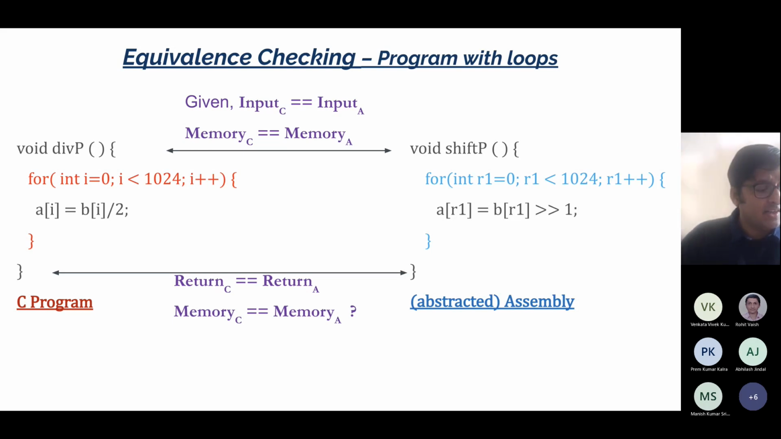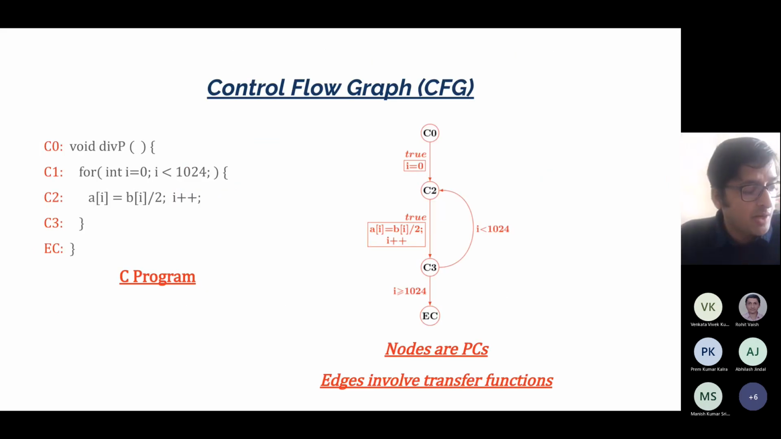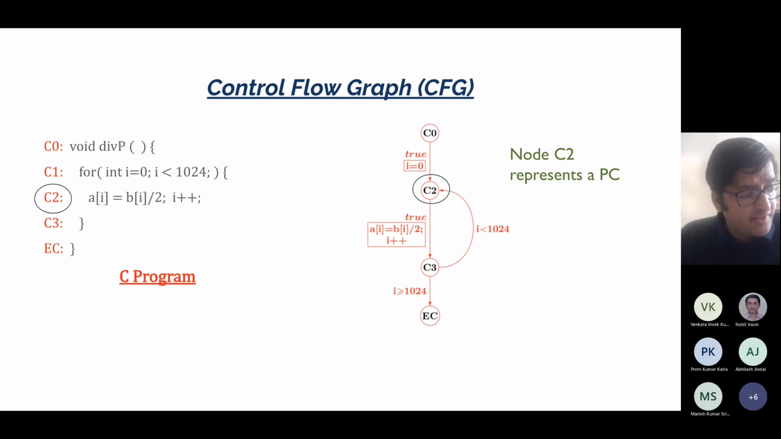Before we discuss equivalence checking, it is helpful to represent the program as a control flow graph or a CFG. A CFG node represents a program PC. So for example, C2 represents a program PC in this program.